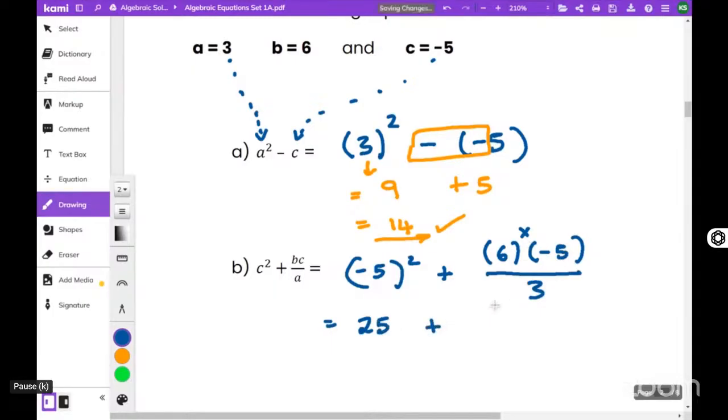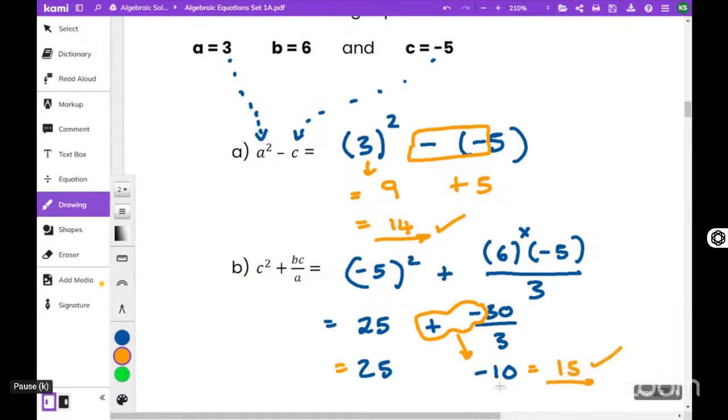6 times -5 at the top first is -30. -30 divided by 3 is -10. Bringing down 25. Now, the positive and the negative here come together to become a negative. So then the final answer would be 25 minus 10, which is 15. So the final answer here is 15.